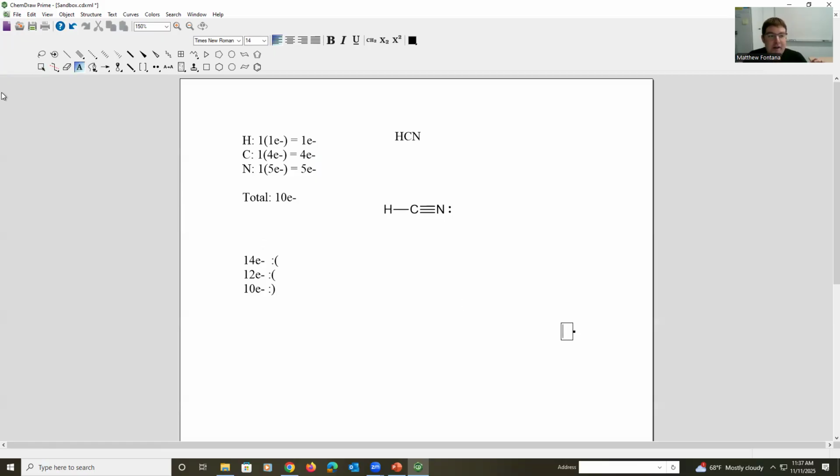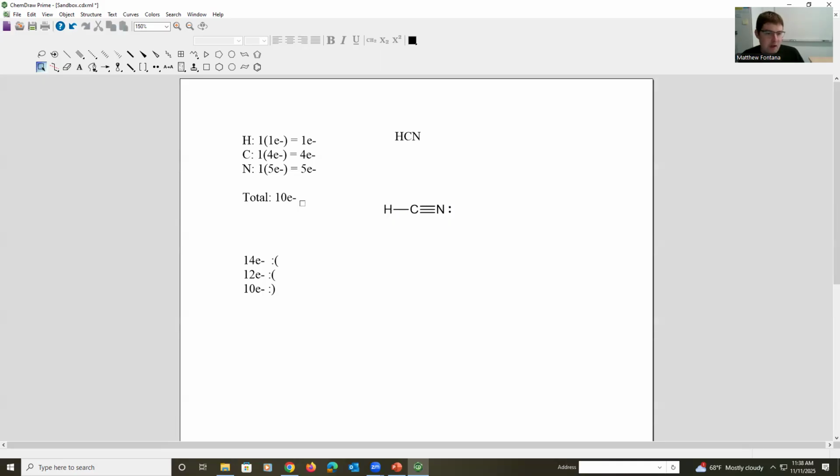So what we've done now is we have a duet on hydrogen. We have an octet on carbon. We have an octet on nitrogen. And we use the total of 10 electrons. And so because we have satisfied all the different rules that we have here, this is the correct Lewis structure for hydrogen cyanide.